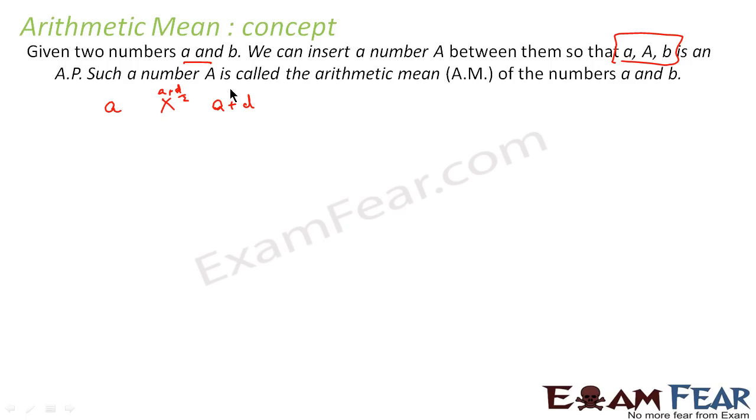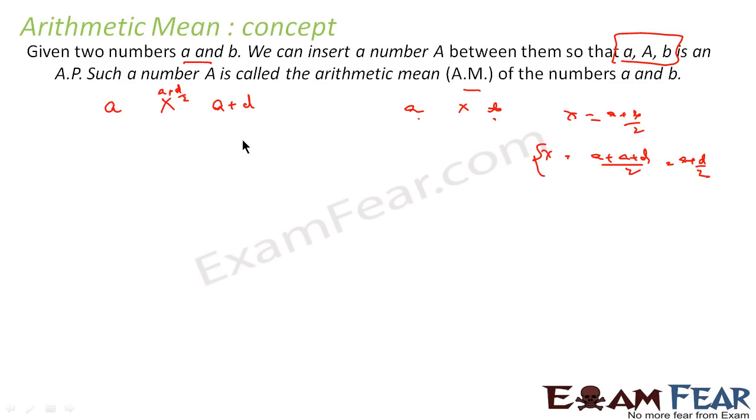To get this number, for example, you have a and b and you are supposed to find x, where a, x and b are in AP. Then x is nothing but a plus b by 2. From our last example also we can see that x is equal to the first and last term, a plus d, by 2. This is called the arithmetic mean.